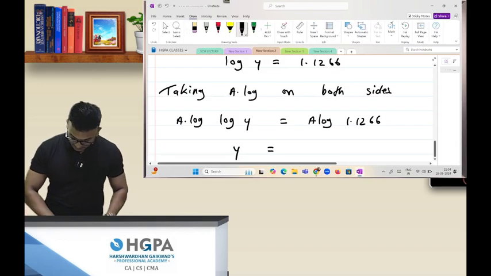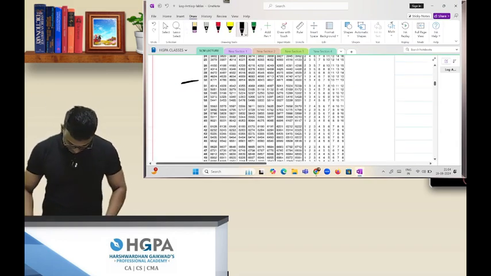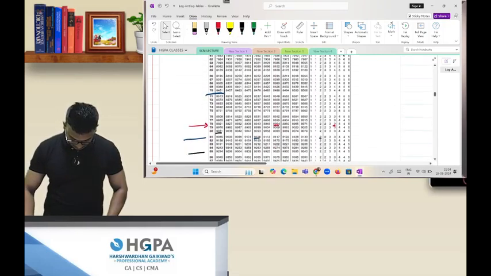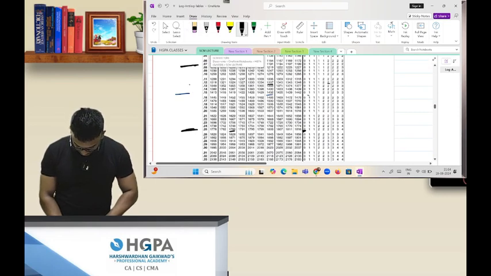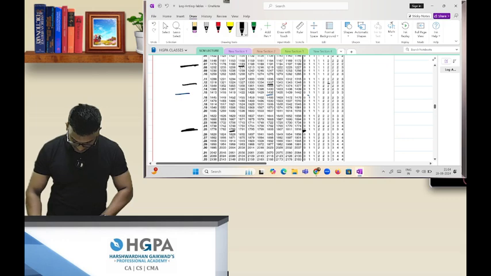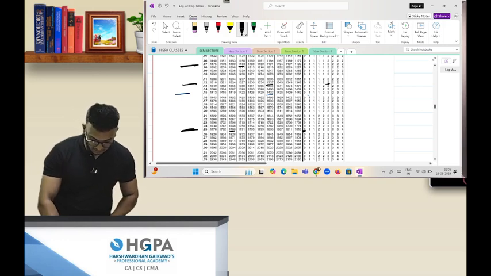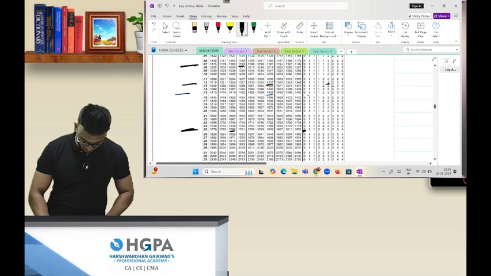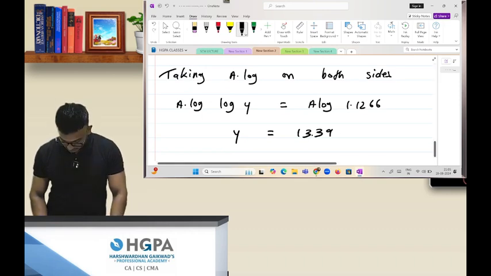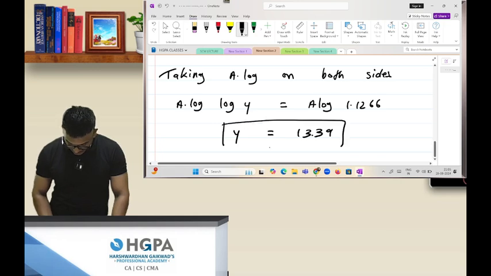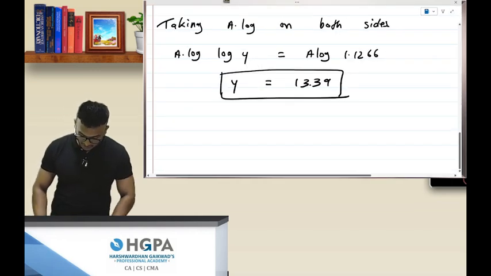You have to basically see 0.1266 in the table. 126, and what is 6? This and this, so 1337 plus 2, 1339. The number before the decimal is 1, so it becomes 13.39. So this will be your average time taken for 30 units.